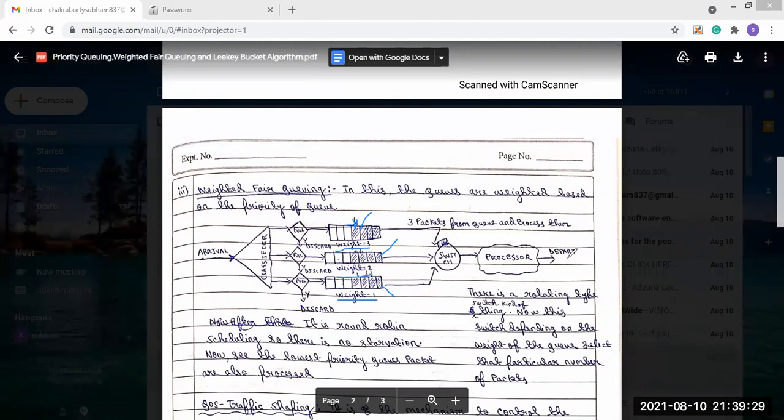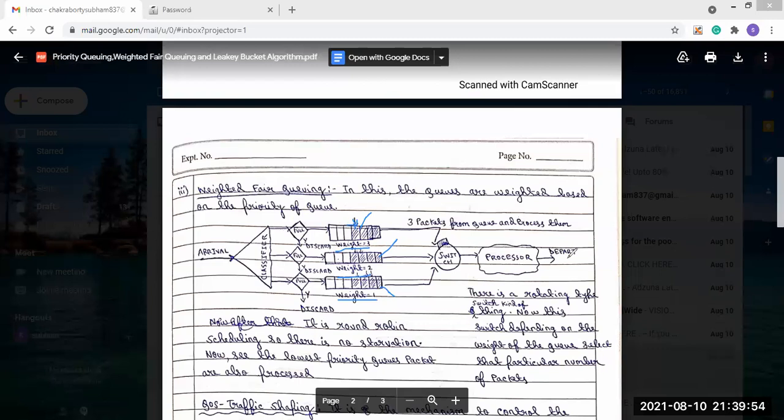But if you see in the priority queuing example, the packets are chosen only from the highest priority queue. In the low priority queue, the packets are not chosen. So it becomes the starvation problem. But here you see, according to the weight, packets are chosen from all the queues. So there is no problem like starvation.